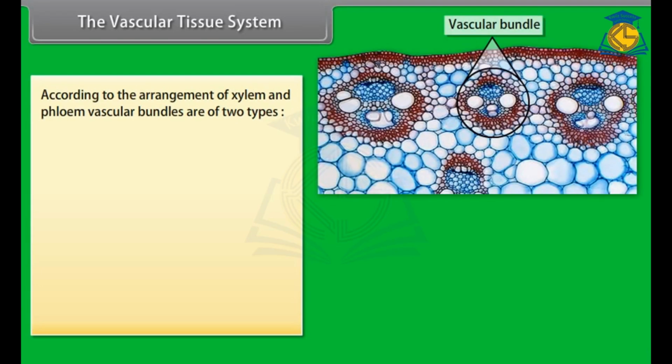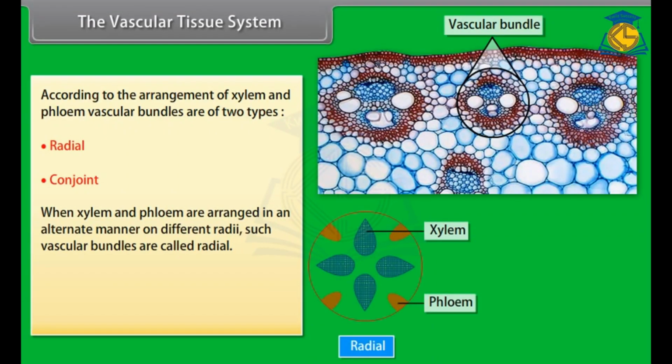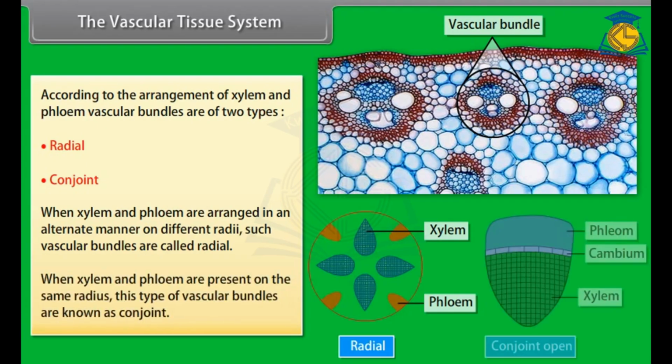According to the arrangement of xylem and phloem, vascular bundles are of two types: radial and conjoint. When xylem and phloem are arranged in an alternate manner on different radii, such vascular bundles are called radial. When xylem and phloem are present on the same radius, this type of vascular bundle is known as conjoint.